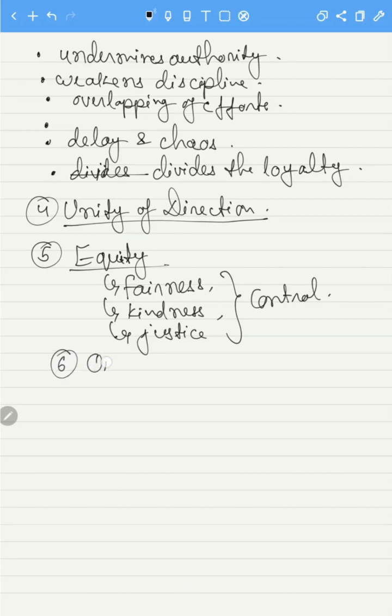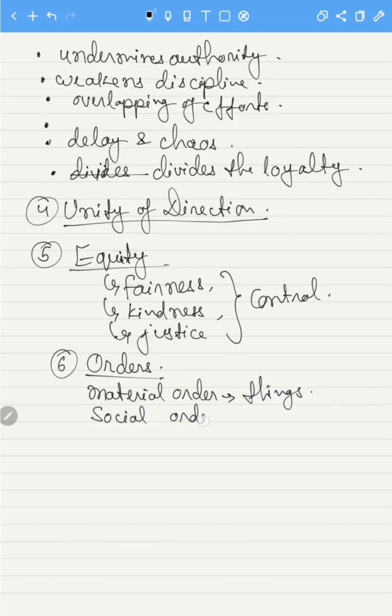Sixth principle is about order. This principle is concerned with proper and systematic arrangement of things and people in an organization. Arrangement of things is called material order, and placement of people is called social order. Material order is about arrangement of things. Social order is about arrangement or placement of people.